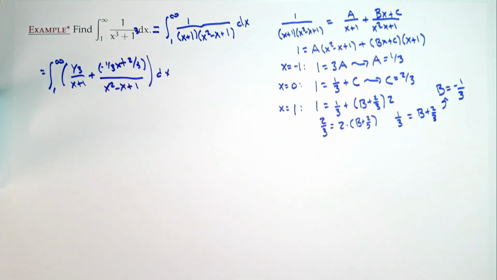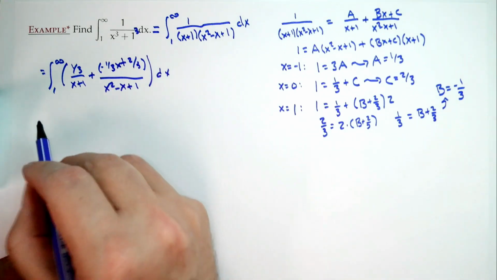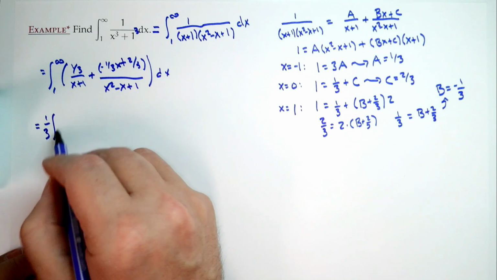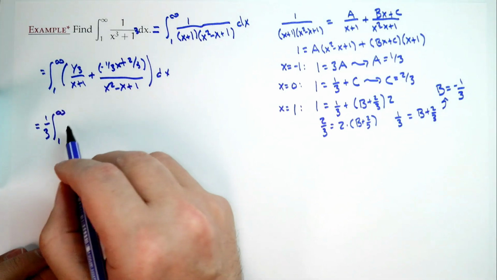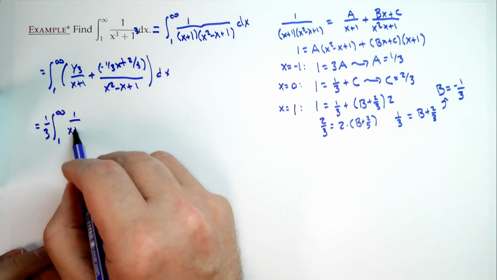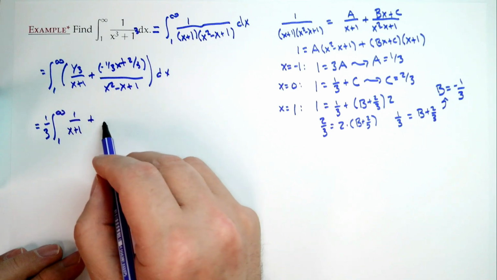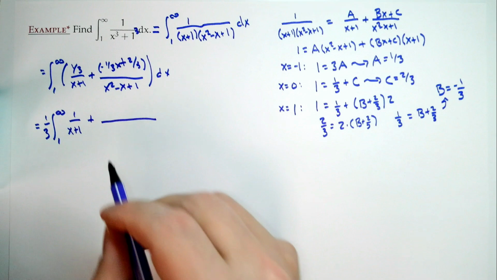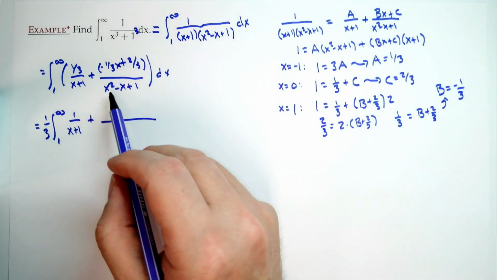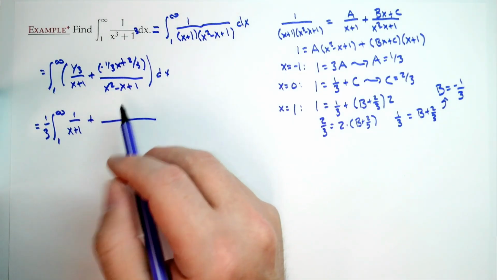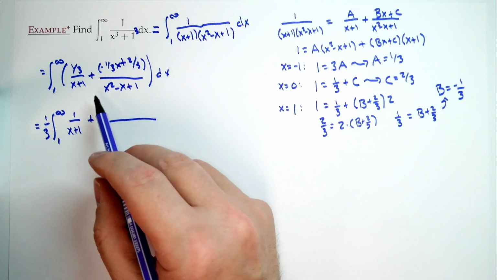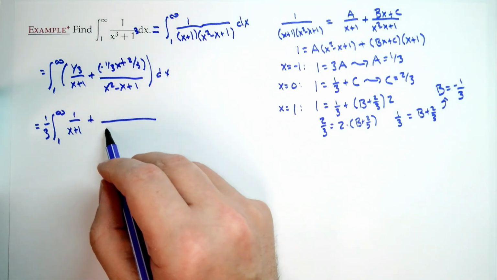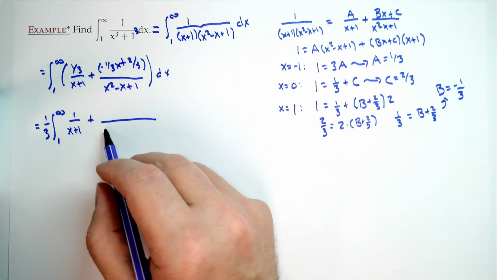Well, for simplicity, we can go ahead. Everything has a third in it. Let's pull it out. 1/3 integral 1 to infinity 1 over x plus 1 plus. Now, let's start focusing on this second term. Here we have x squared minus x plus 1. Now, once we've got it down to an irreducible quadratic, what you want to do is really write it in the form of a sum of squares.